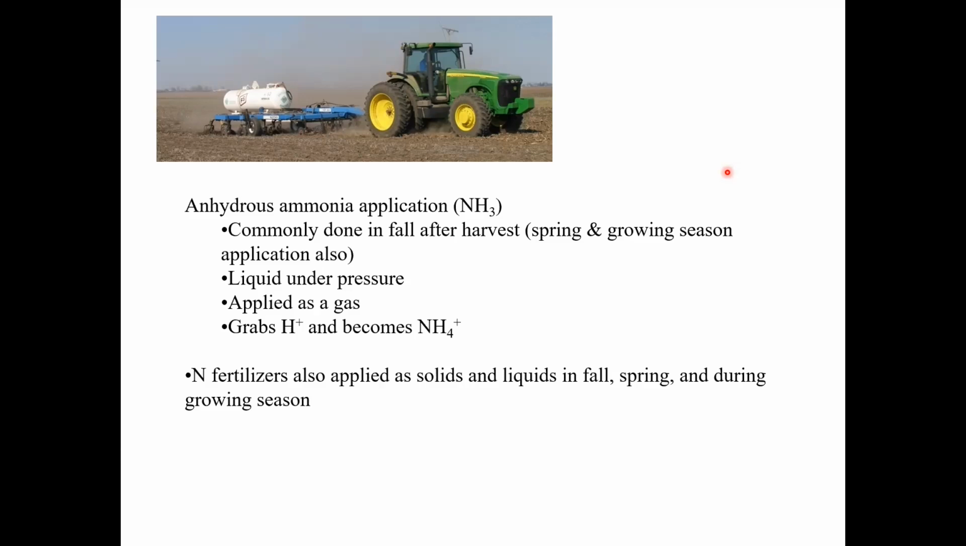The price of this, the way it's produced, is often cheaper. We can apply it with really large implements. So anhydrous is the choice. There are other types, but I'm going to focus on the anhydrous. So it's a gas in the tank under pressure. And when it comes out of there at atmospheric pressure, it grabs a hydrogen and becomes ammonium, and it will bond to the soil. It's a cation.